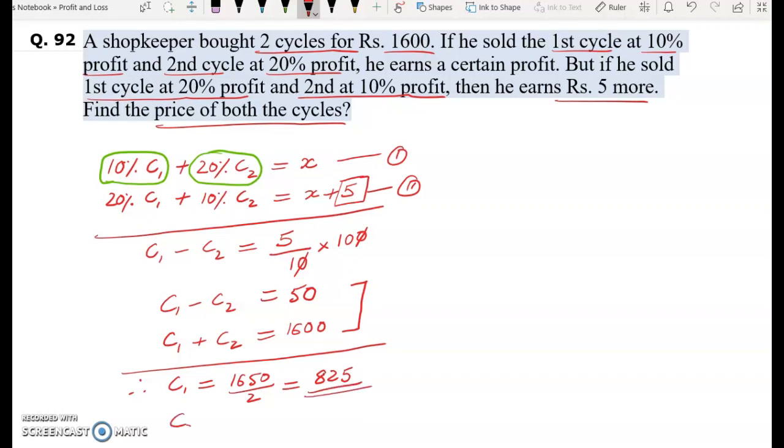And C2, the price of cycle 2 will be, this is minus. So we will subtract this 2 and divide by 2. This will be 1550 divided by 2, and this will give us 775. So the price of cycle 1 is rupees 825 and the price of cycle 2 is rupees 775, and this is our answer.